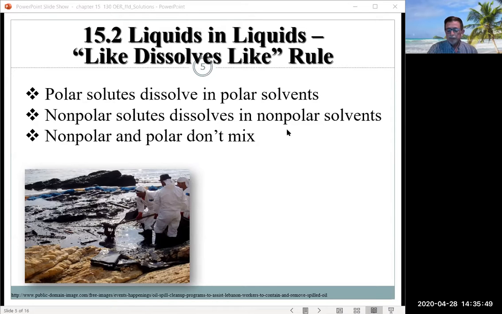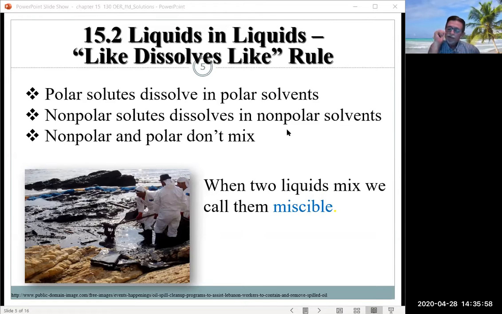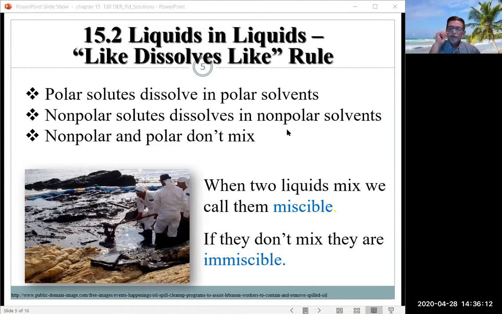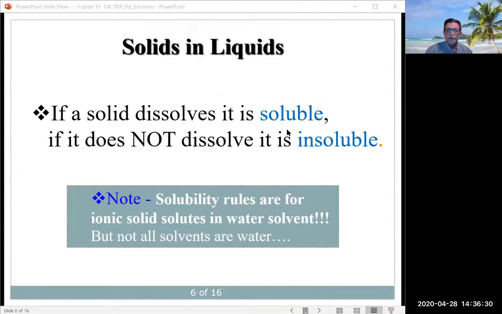A good example is that picture in the bottom left corner where you have oil and water. Big mess. Now, when we talk about liquids mixing, we use the term miscible. When two liquids do mix, because they're both polar or they're both nonpolar, that is called miscible. When they don't mix, the term used is immiscible, only for liquids in liquids. So the key to remember is like dissolves like is the rule. We all know that oil and water do not mix because of the difference in polarity.